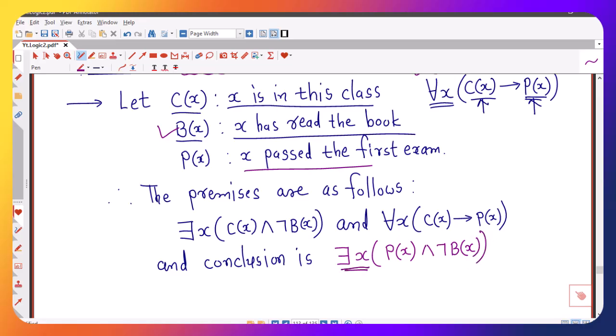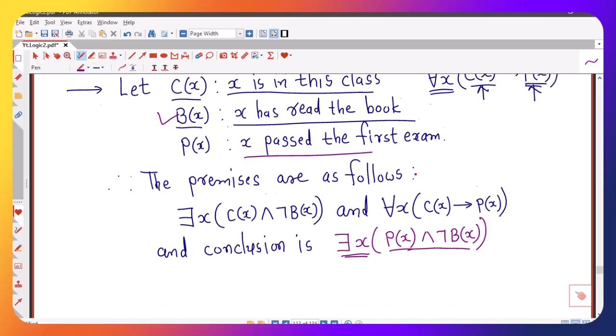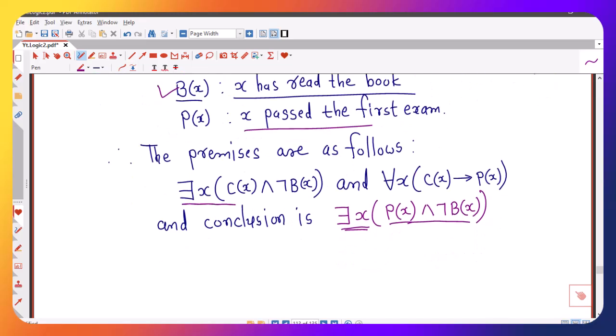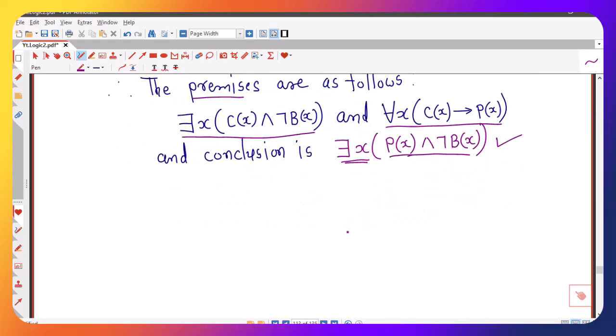This means there is an x such that x has passed the first exam and x has not read the book. In other words, we can say that there is some x such that x has passed the first exam who has not read the book. Now using rules of inference, we have to prove that these two premises imply this conclusion, or if we consider the argument having these two premises and conclusion, then I have to show that the argument is valid.